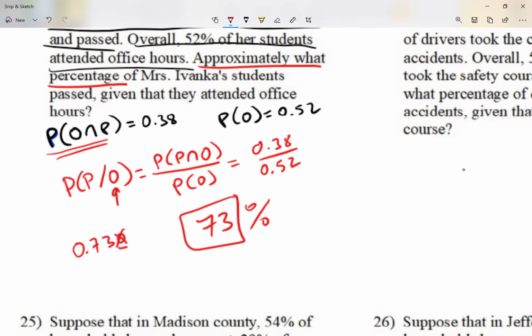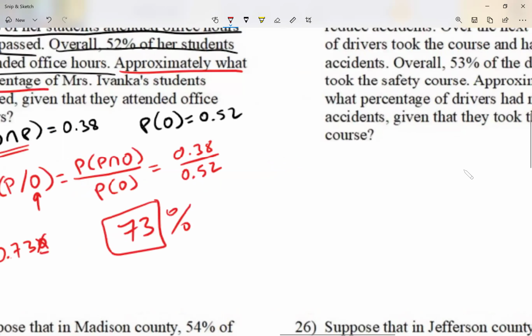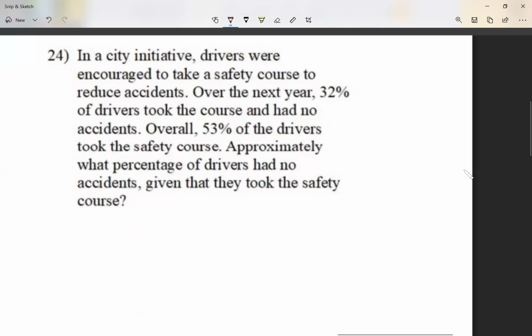What this is asking me is, 0.73, that's the probability. Probability is a number between 0 and 1. Now here it's asking me in percentage, so read it as a percent. What's the percentage of this happening? Well, 73%. Okay, let's take a look at another example.